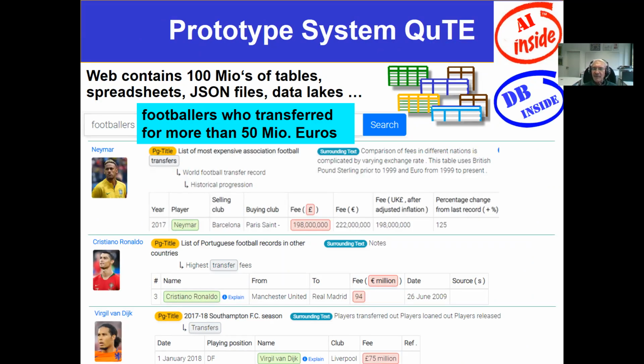Now, finally, a database theme again. So we also tapped, this is actually ongoing work, not even published, into web tables: ad hoc tables embedded in web pages, spreadsheets, JSON files, and so forth. And here, the sports domain is actually richly covered by these kinds of tables. And for this query, footballers who transferred for more than 50 million euros, we get these high quality results. And note that we identify the right column of interest with a header, fee, and match it properly to the query.